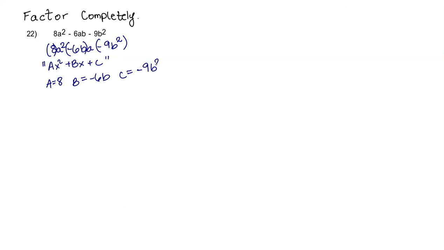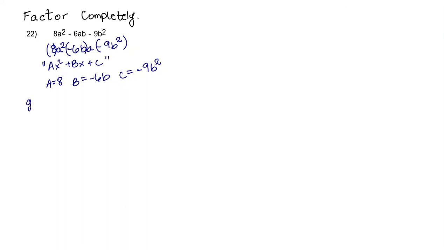Hey guys, so here we're going to factor completely number 22, 8a squared minus 6ab minus 9b squared. So first thing I'm going to do is rewrite this as 8a squared minus 6ba minus 9b squared. And when I relate this back to the form ax squared plus bx plus c, I can see that my a is 8, my b is negative 6b, and my c is negative 9b squared.